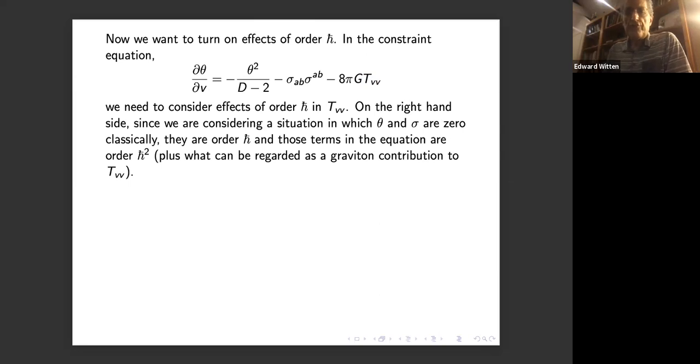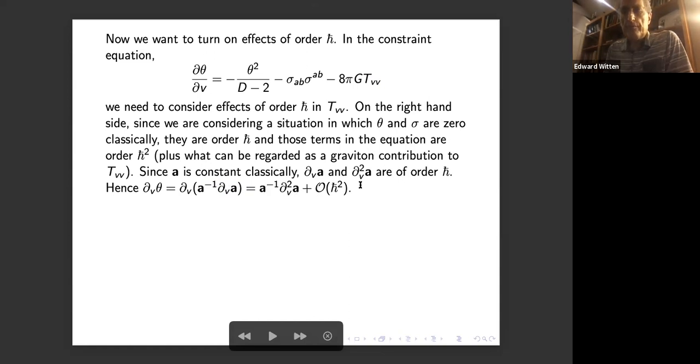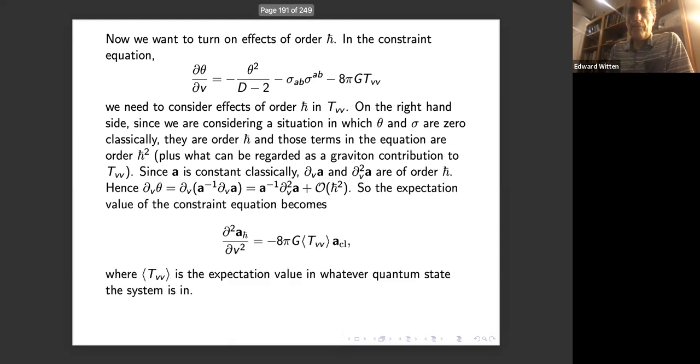On the right-hand side, since we're considering a situation in which theta and sigma are 0 classically, they're of order h bar, and those terms in the equation are of order h bar squared. Since a is constant classically, its derivative and its second derivative are of order h bar. So the derivative of theta, which was defined as a inverse dva. But in order h bar, since dva is already of order h bar, I can pull this one past the derivative. And dv theta is a inverse dv squared a plus order h bar squared. And theta squared is order h bar squared.